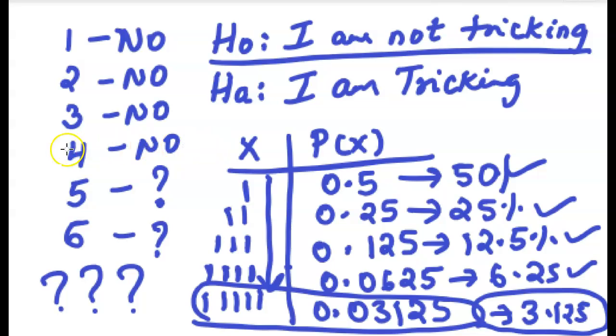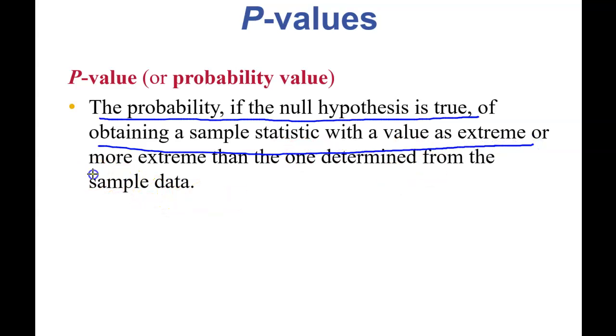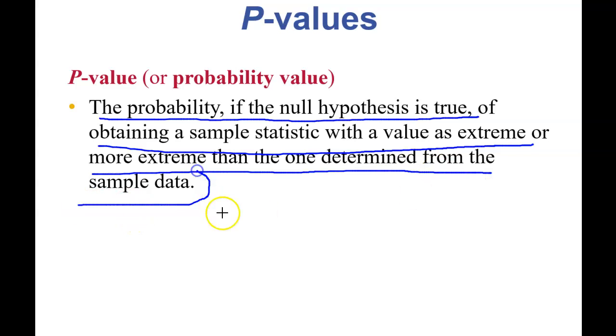So let's go ahead and look at the slides now. The p-value is the probability, if the null hypothesis is true, of obtaining a sample statistic with a value as extreme or more extreme than the one determined from the sample data. So when I got the extreme six heads, that's when you started to doubt, is she really tricking us? So that's what it means by probability. When the probability of something happening is so small, that's when the doubt starts to come into your head. Is that even random or is something else going on here?